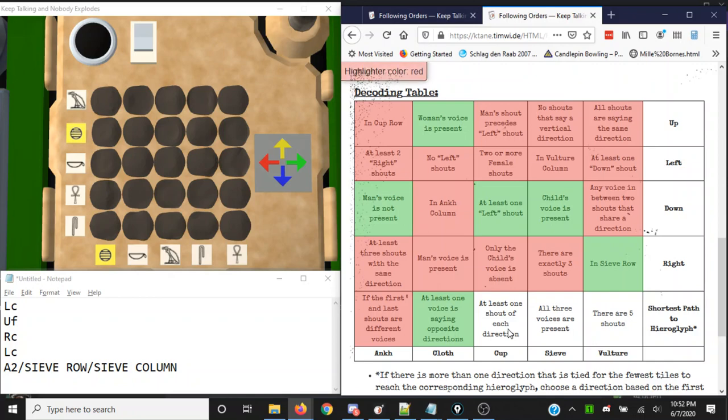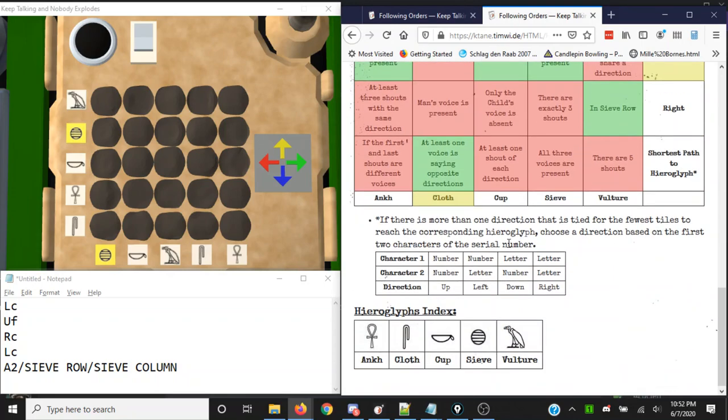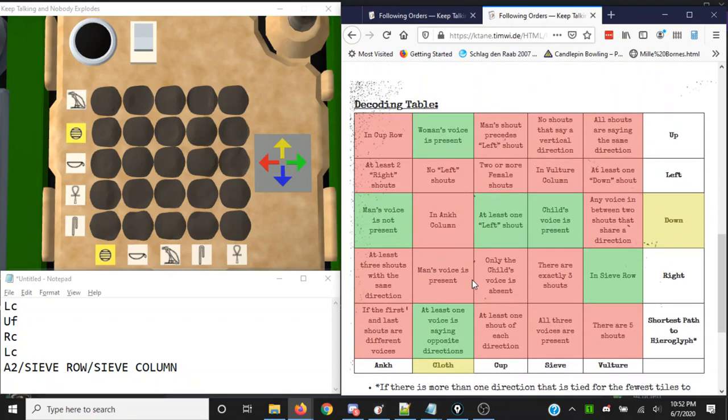At least one shout of each direction? Nobody said down. All three voices are present? Not the man. At least five? Are there five shouts? No, four. Down is the direction, and cloth, which is the little cane, is the hieroglyph we stop at. Down to the cloth. Ooh, boy.